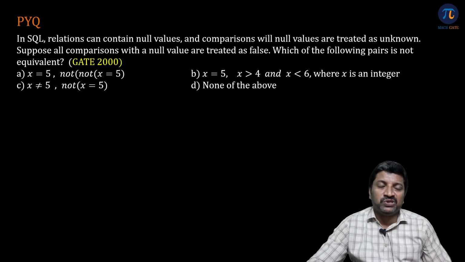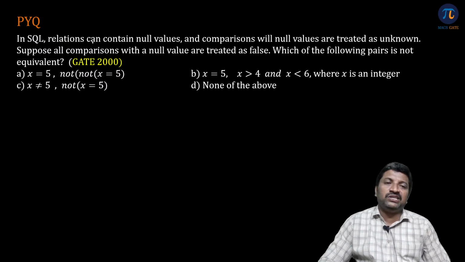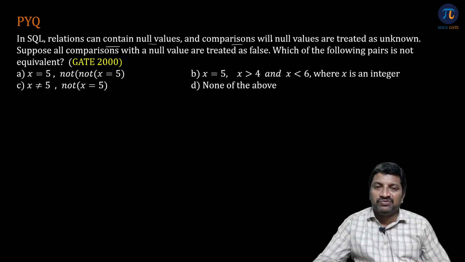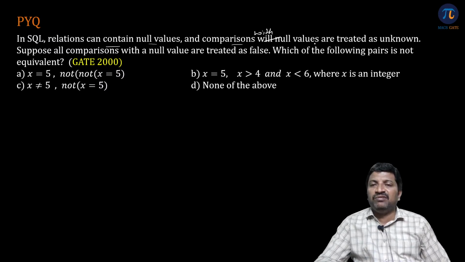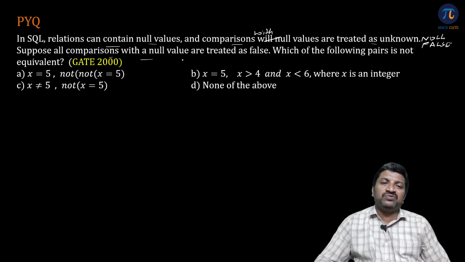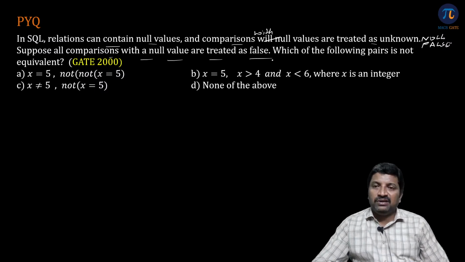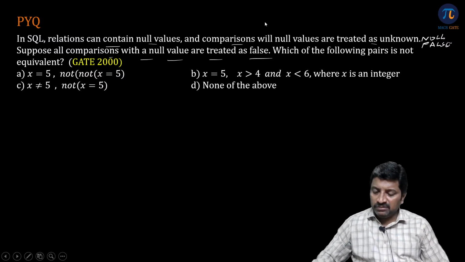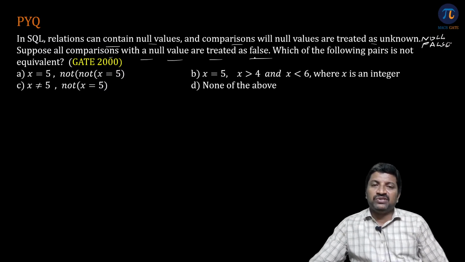So let us see one previous question on null values. In SQL, relations can contain null values, and comparisons with null values are treated as unknown. That means they are also null or false. Suppose all comparisons with a null value are treated as false. Okay, I think it is correct. All comparisons with a null value are treated as false.